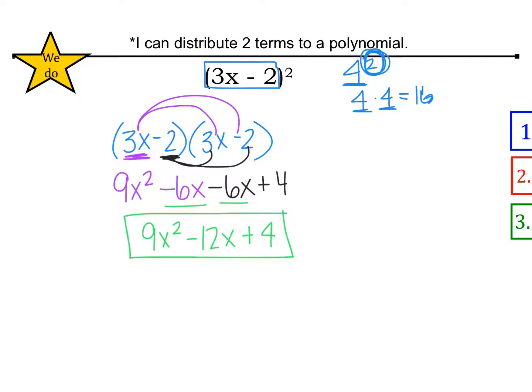All right, so hopefully you were able to come up with 9x squared minus 12x plus 4. So I want to bring this one up as well because this is a special situation that we call a binomial square.